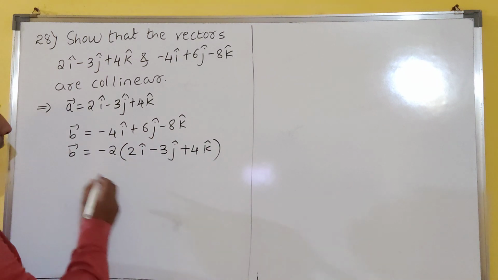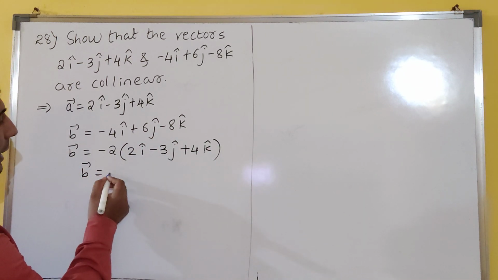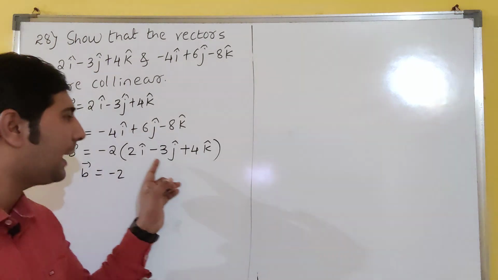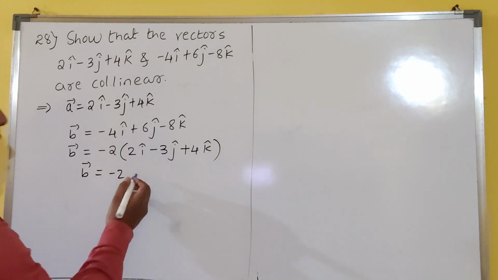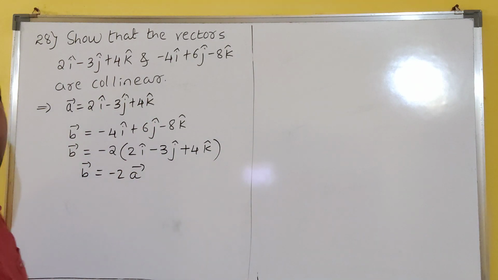Clear? So now see, this is nothing but what, dear students? Can you observe? 2i cap minus 3j cap plus 4k cap is what? That is nothing but vector A or not? Vector A we can write.